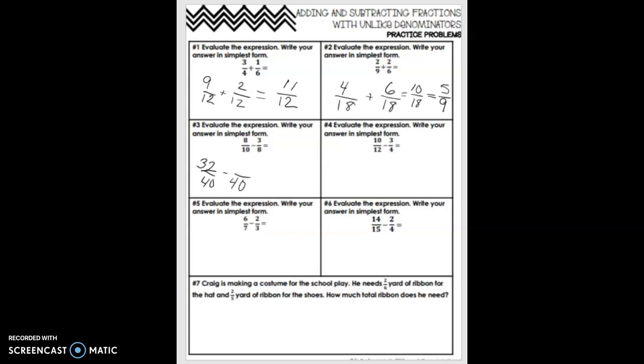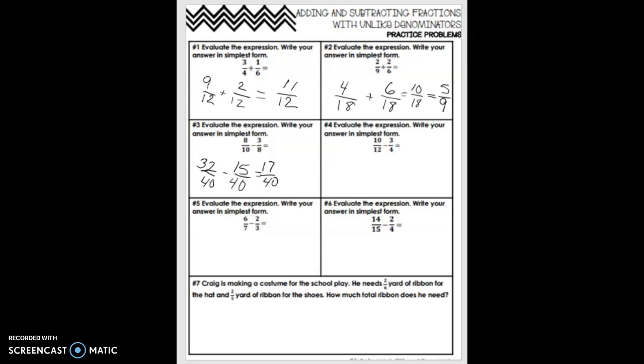8 times 5 is 40, so I have to take the numerator times 5. 3 times 5 is 15. Then I can subtract the numerators. 32 minus 15 is 17/40. 17 and 40 do not share any factors, so that is simplest form.